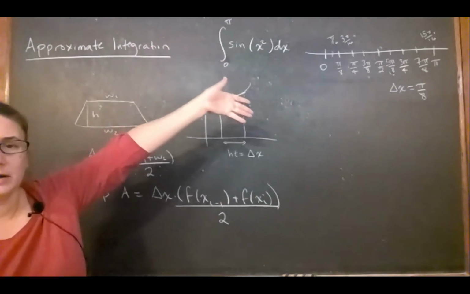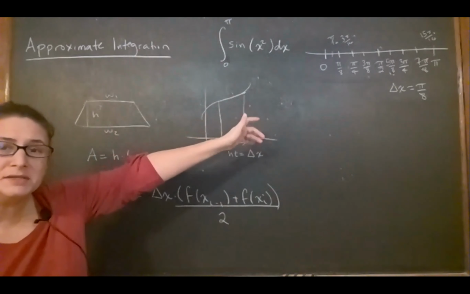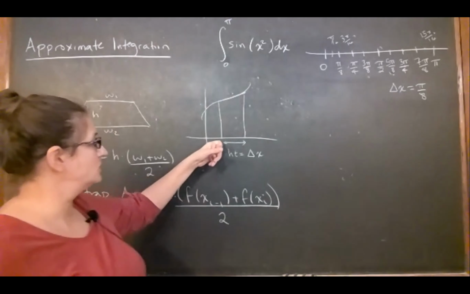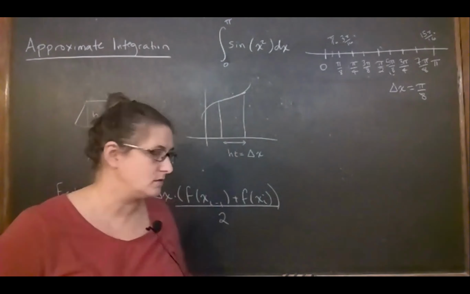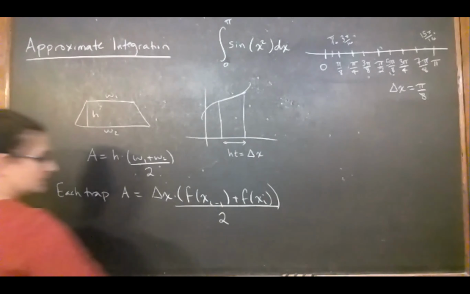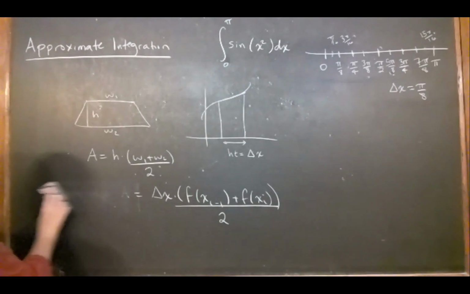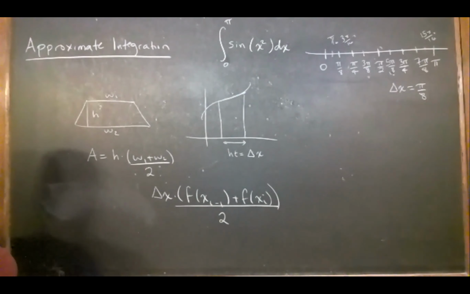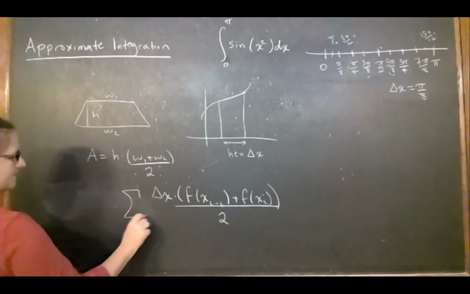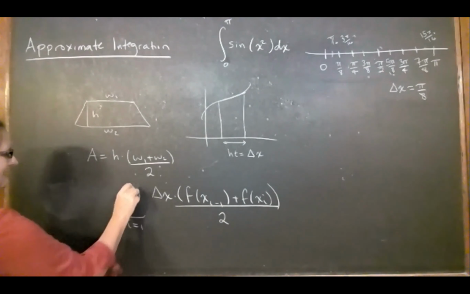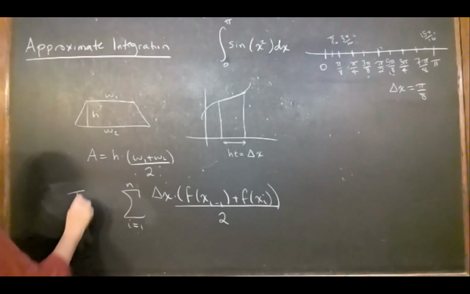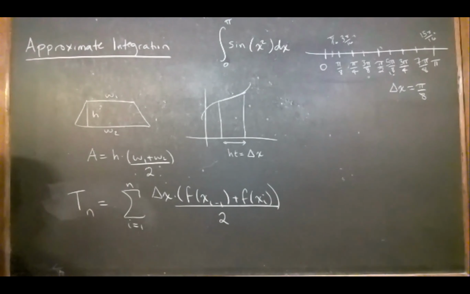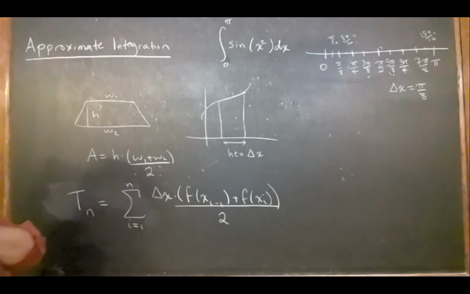Now we don't need to worry about calculating the midpoints. That's kind of nice because we're just going to use the endpoints of our interval. And then what are we going to do? We are going to add all of these up, right? So the sum from i equals 1 to n, and this is going to be T sub n. Okay, but let's look at what this is.